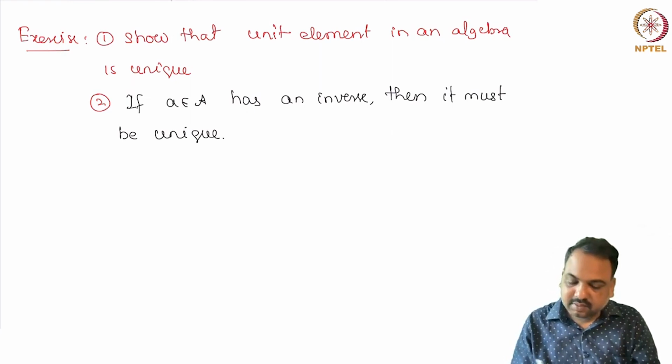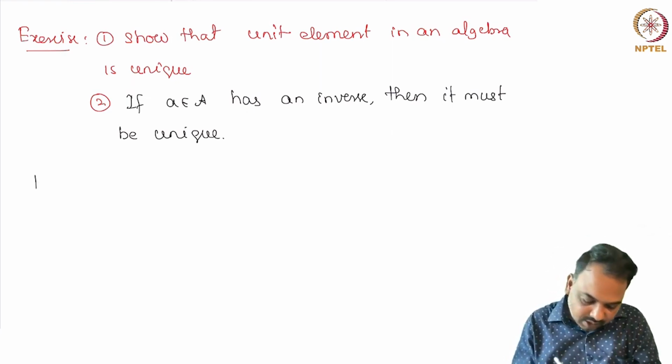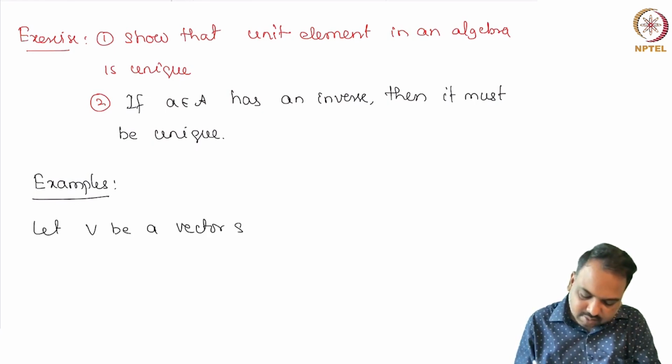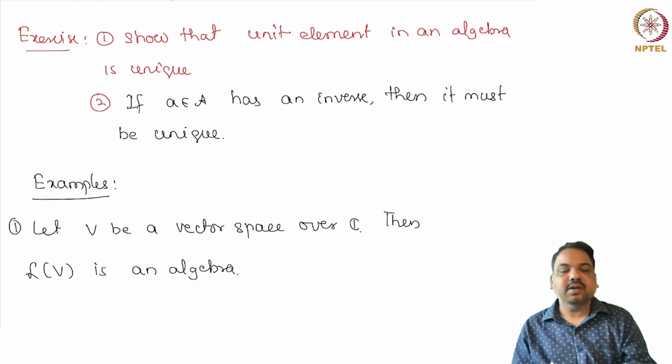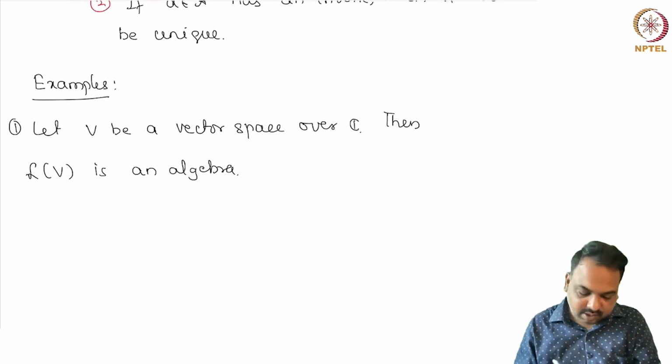So one simple example of an algebra, as we have already pointed out: let V be a vector space over C. Then we can say that L(V) is an algebra. Here multiplication of operators is nothing but composition of two operators.